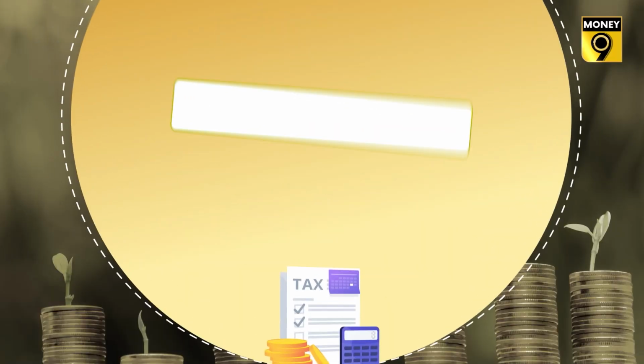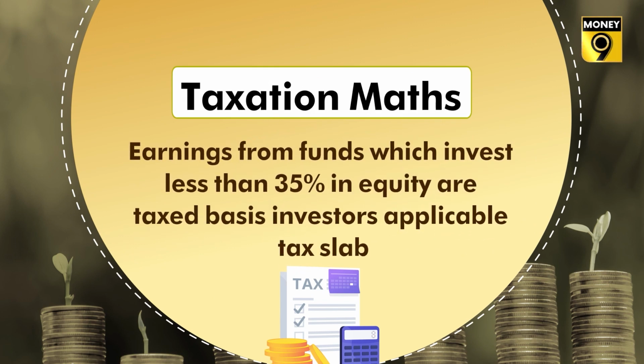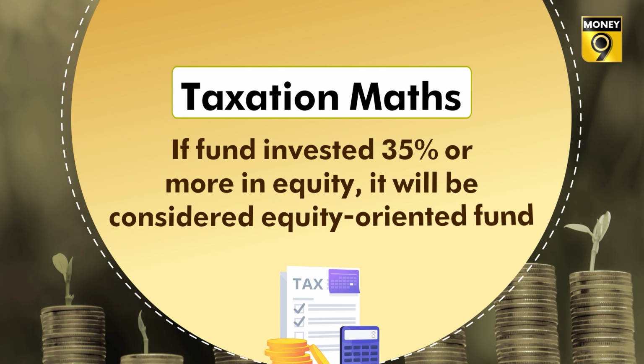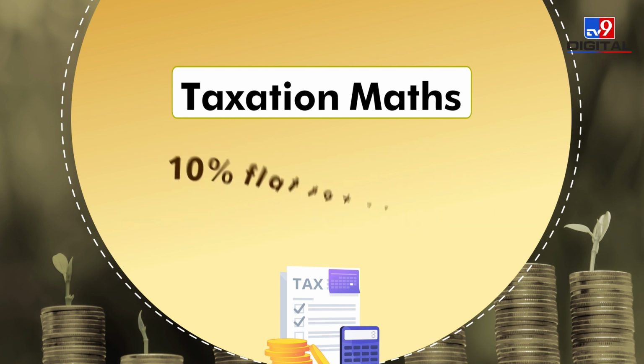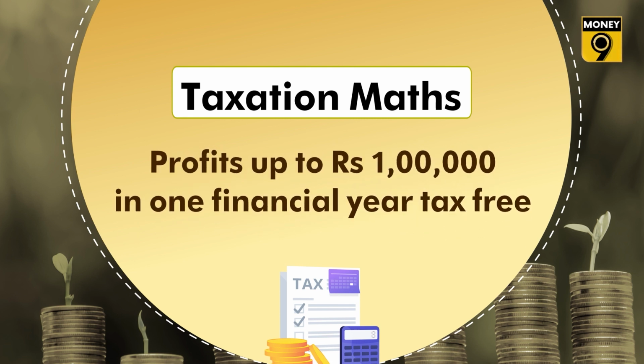When it comes to taxes, it is essential to compare investments in equity. Funds that have invested less than 35% of their assets in equity will be taxed on the earnings generated by the investor based on their applicable tax slab. If the fund has invested 35% or more in equity, it will be considered an equity-oriented fund for taxation purposes. A flat tax rate of 10% will be applied to earnings from equity. However, remember that a profit of up to 1 lakh rupees in one financial year is tax-free.